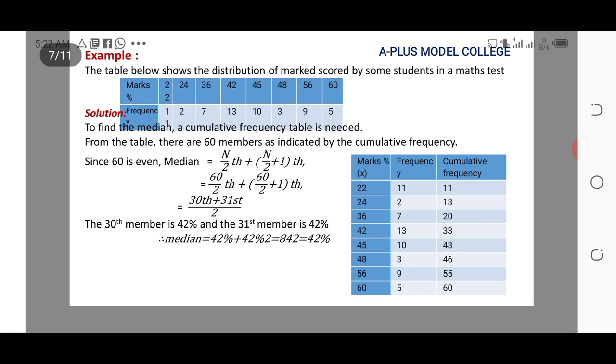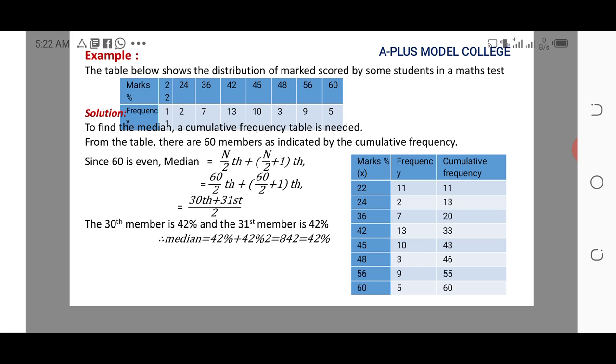Now, the first one, look at it. I want to use these examples to explain. The first one: the table below shows the distribution of mark scores by some students in a math test. We have 11 that scored 22. We have 2 that scored 24. We have 7 that scored 36. We have 13 that scored 42, 10 that scored 45, 3 that scored 48, 9 that scored 56, and so on.